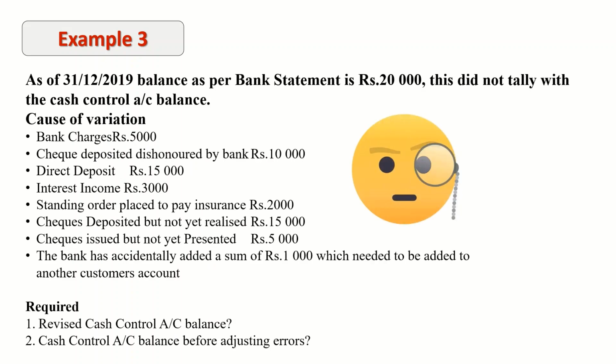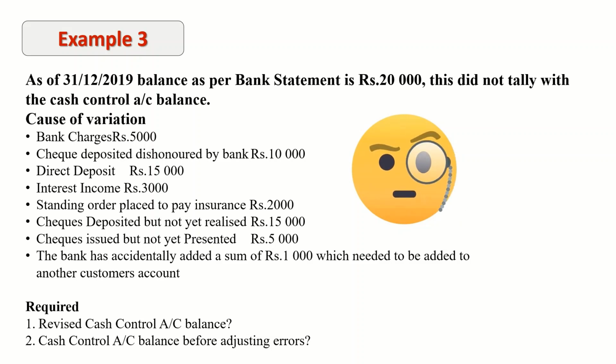Now let's move on to the third example. As of 31st December 2019, balance as per bank statement is rupees 20,000. This need not tally with the cash control account. Cause of variation: bank charges rupees 5,000, checks deposited dishonored by the bank rupees 10,000, direct deposit rupees 15,000, interest income rupees 3,000, standing order placed to pay insurance rupees 2,000, checks deposited but not yet been realized rupees 15,000, checks issued but not yet presented rupees 5,000. The bank has accidentally added a sum of rupees 1,000 which needed to be added to another customer's account.